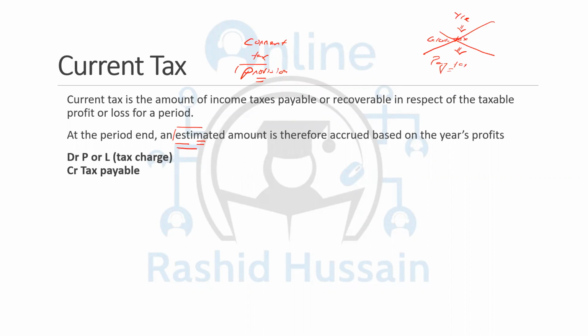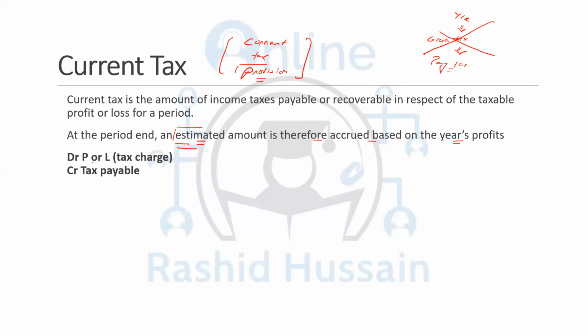How will you be estimating your tax? Simply, for example, based on your estimated profits. Now, how can you estimate your profits? Based on the past year. So you can simply estimate your profits and then simply estimate your tax. That is why we call it the current tax provision, because this tax is not the actual one. This is the estimated one. So at the period end, an estimated amount is therefore accrued based on the year's profit.